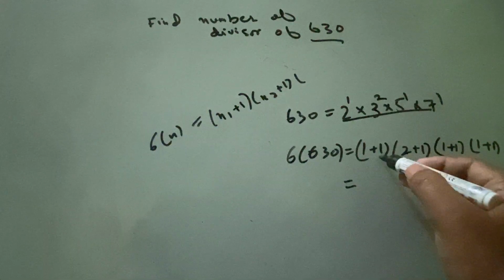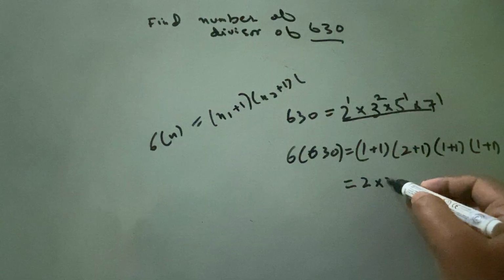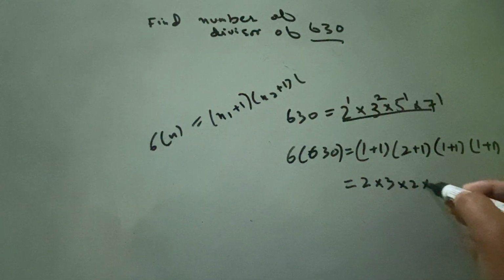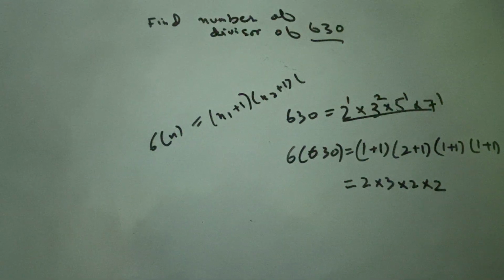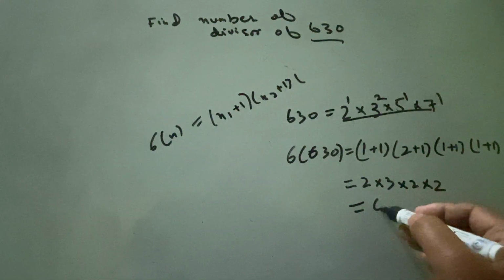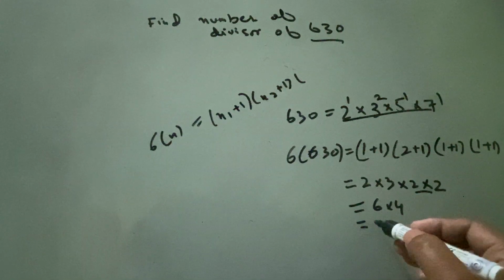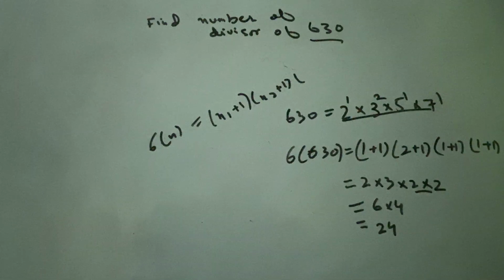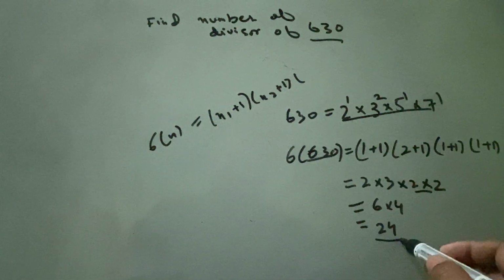Now it is equal to 2 times 3 times 2 times 2. 2 times 3 becomes 6, and 2 times 2 becomes 4, and 6 times 4 becomes 24. Thus, the number of divisors of 630 is 24.